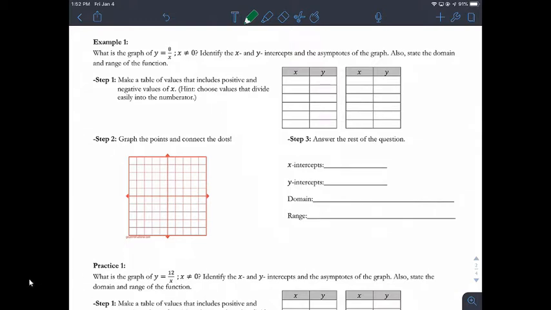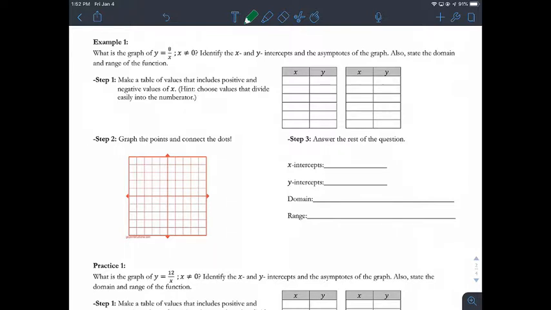All right, so we're going to be looking at example one. Example one asks, what is the graph of y equals 8 over x, where x does not equal 0? Well, we want to identify the x and y intercepts of the asymptotes of the graph. Also, we want to state the domain and range of the function.